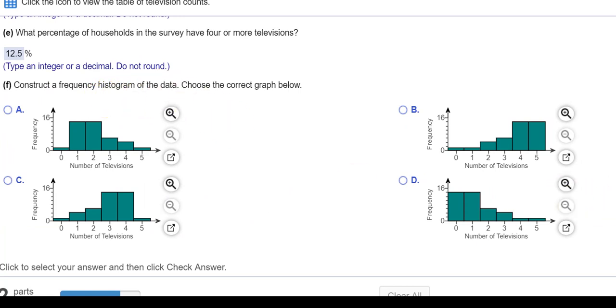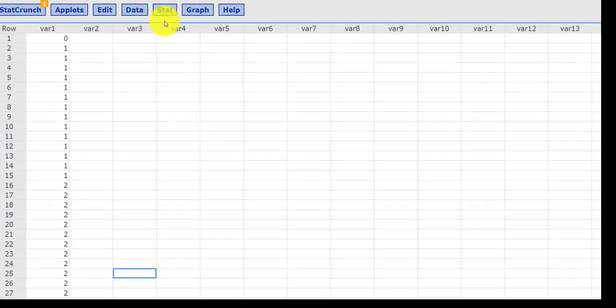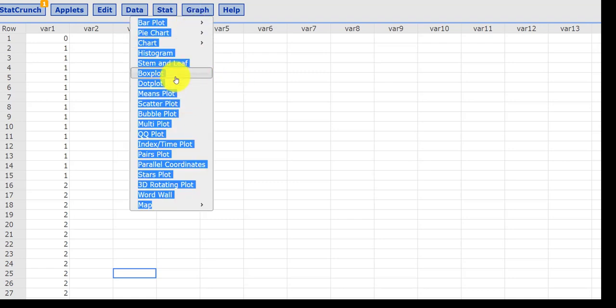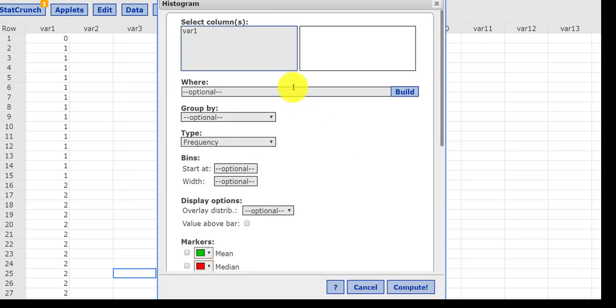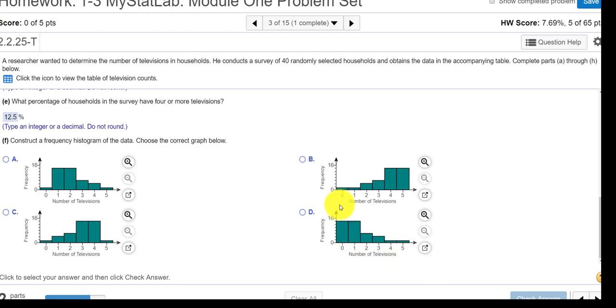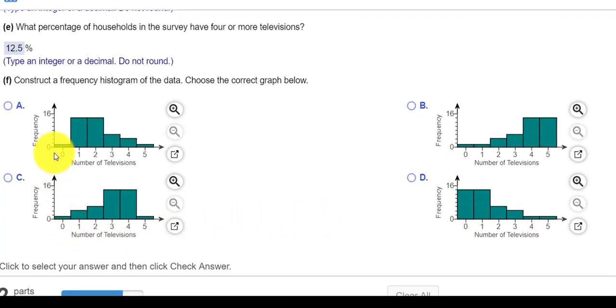Let's go back to StatCrunch. Right, this is where our data was housed. I press stat. Oops. I press graph. Sorry about that. And look for a histogram. And var1, that's where our data is housed. And if you want to start, you could start at 0, you could start at a different number. I'm going to start at 0, and my width will be 1. And let's just take a look. Right, because all of these graphs, they look like they start at 0, and it looks like the width is about 1. So that's what I'm going to use.